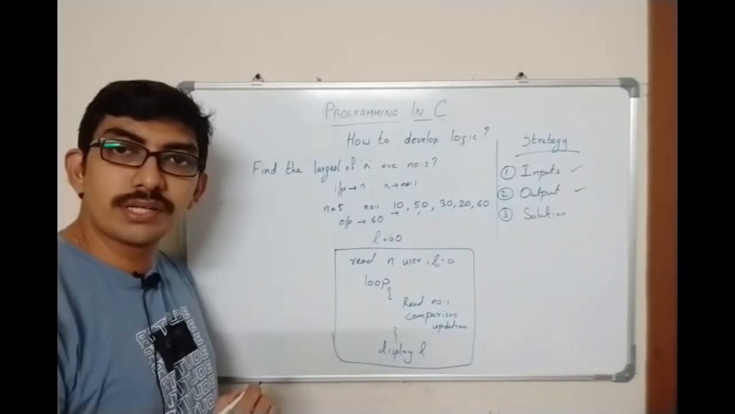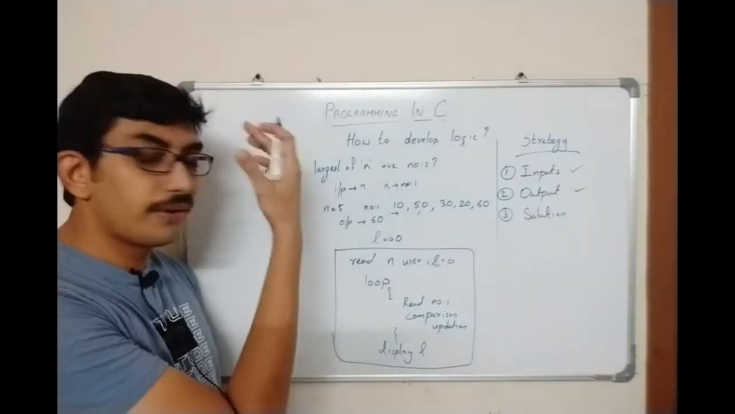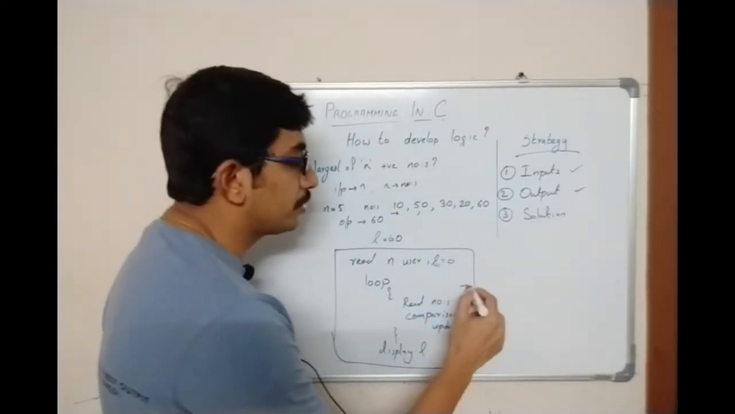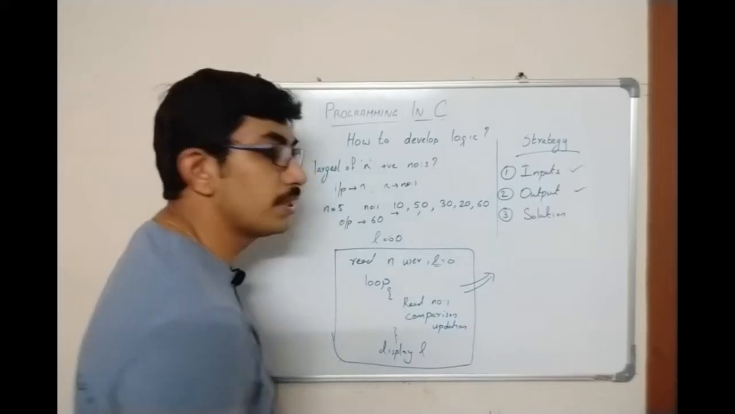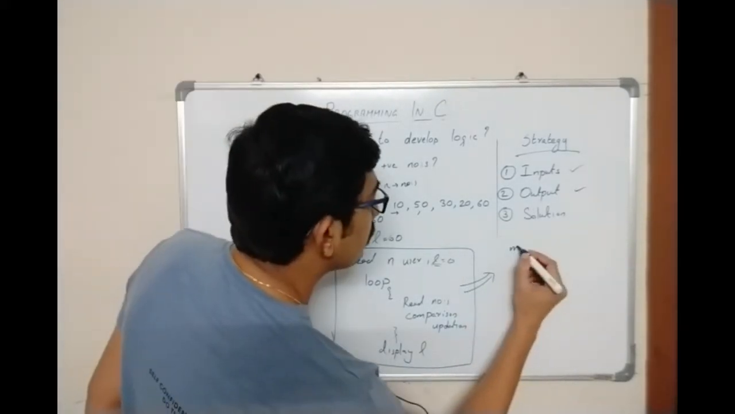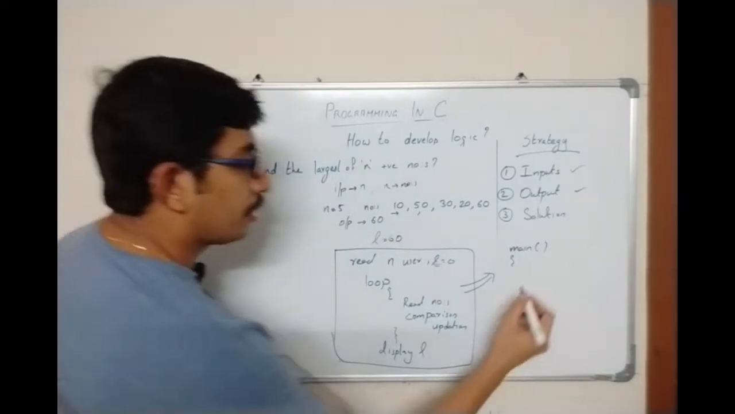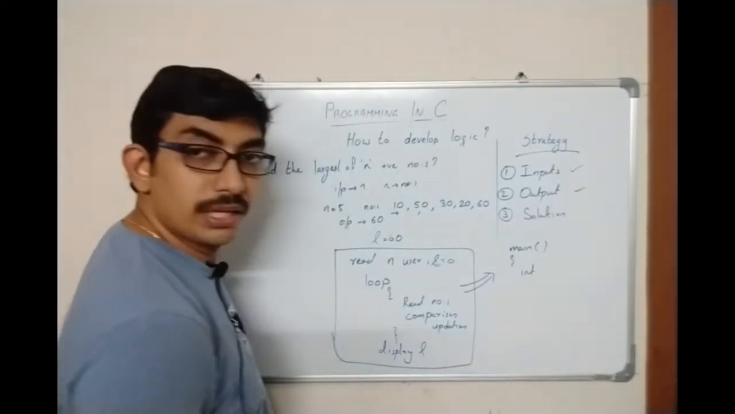So this is the skeletal structure of your program that we have derived from the solution. Now what we are going to do is convert it into C language. Inside main, initially, what are the variables required? What will be the input?